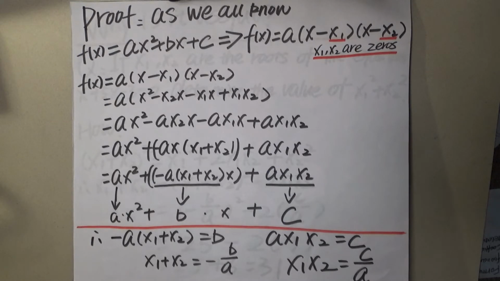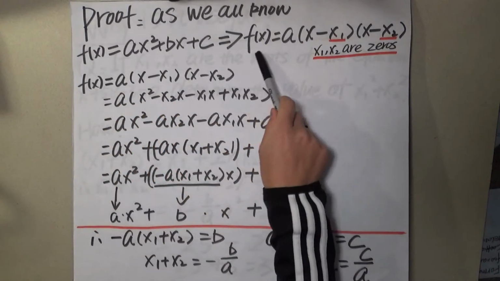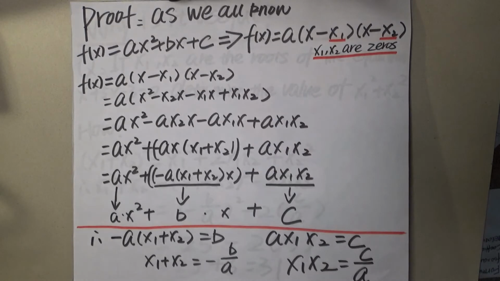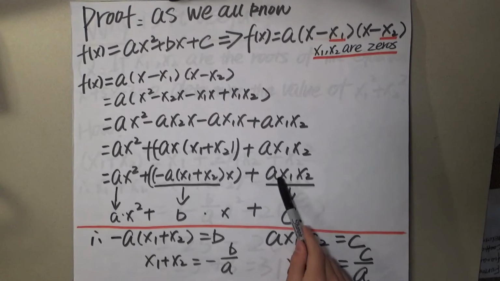So the most important point is that the general form is the same as the factor form because they are the same function. So in this step we find a is equal to a. So the coefficients should be the same because they are the same function. So the coefficient here is negative a times (x1 plus x2), which should be the same as b. And a times x1 times x2 should be c, which is here.